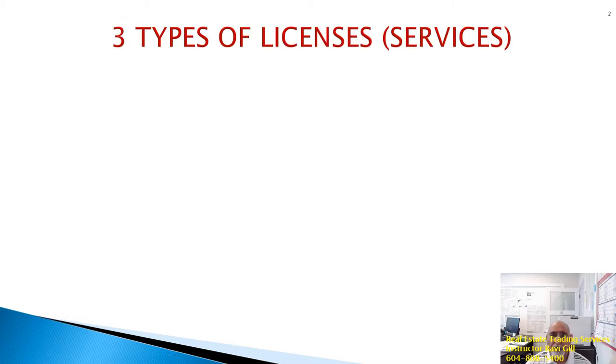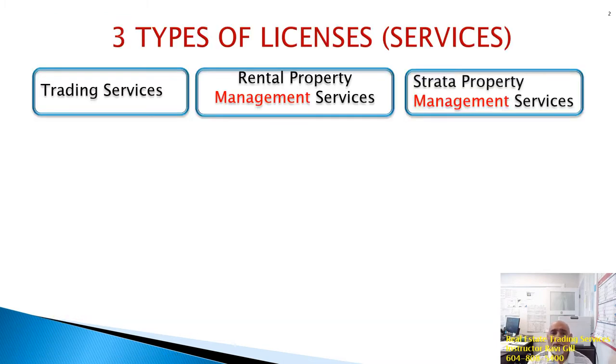Okay, first topic, 3 types of licenses. Trading services, 3 types of services. Trading services, that's the license that you're going for now. As a realtor, it's called trading services, meaning buying, selling, leasing for your client and perhaps even for yourself.